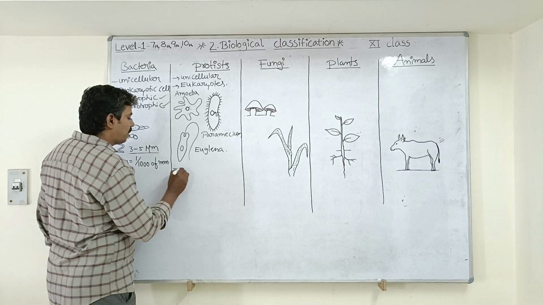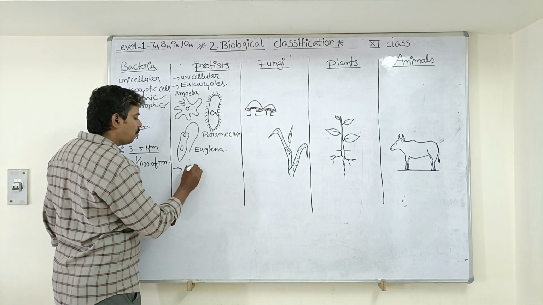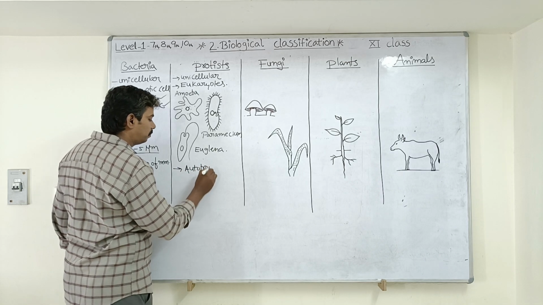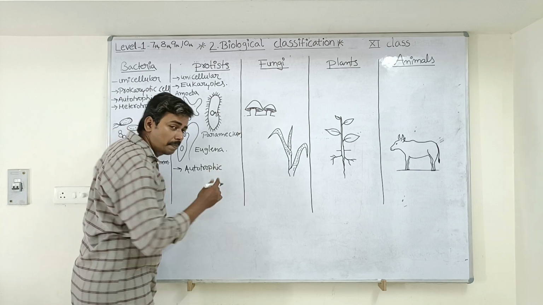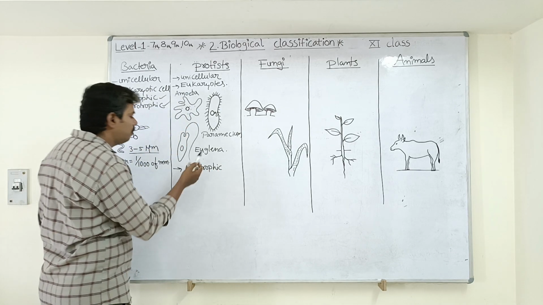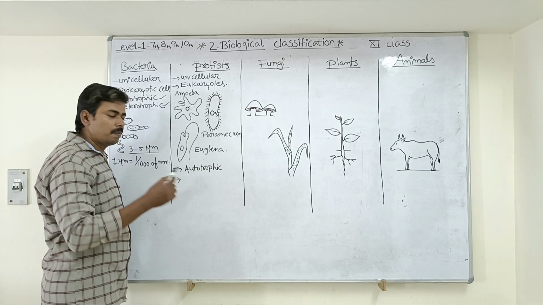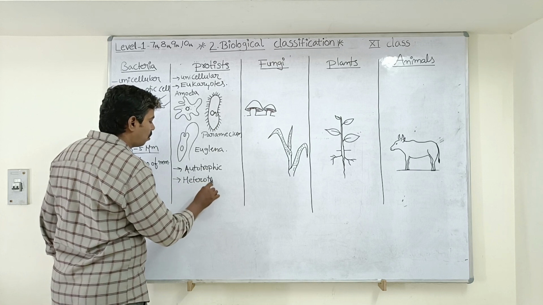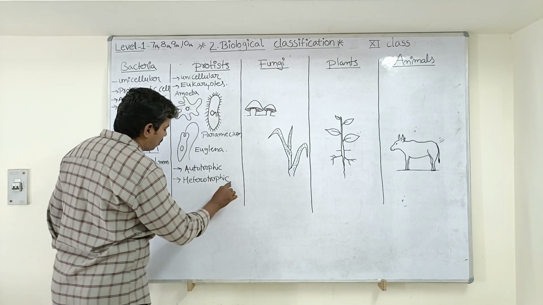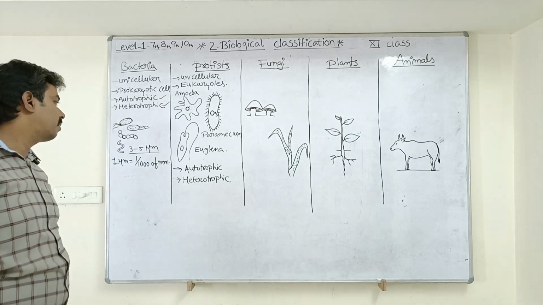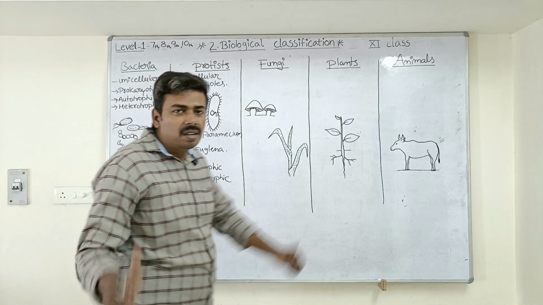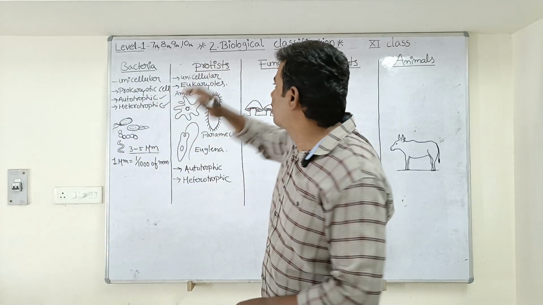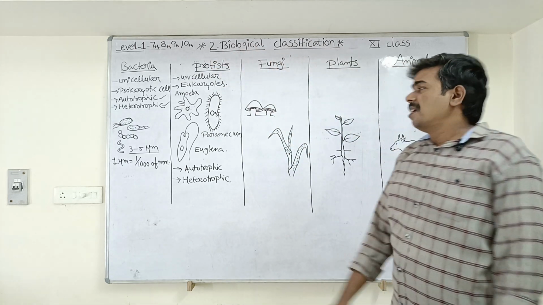Some of these protists can prepare their own food. Some are autotrophic. Autotrophic means they prepare their own food. Some protists depend upon other sources. Some are heterotrophic. Understood, everyone? Next, fungi.